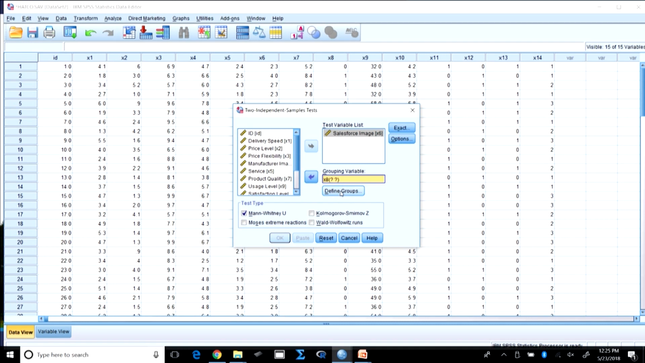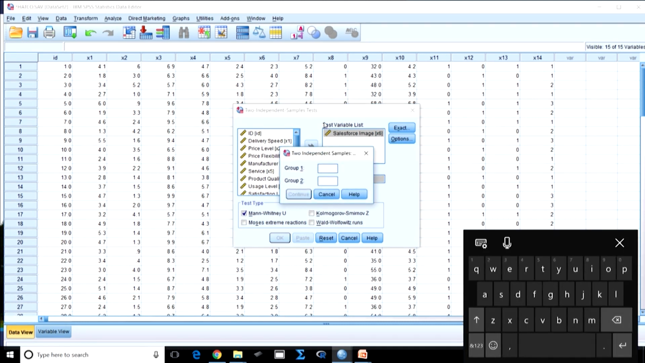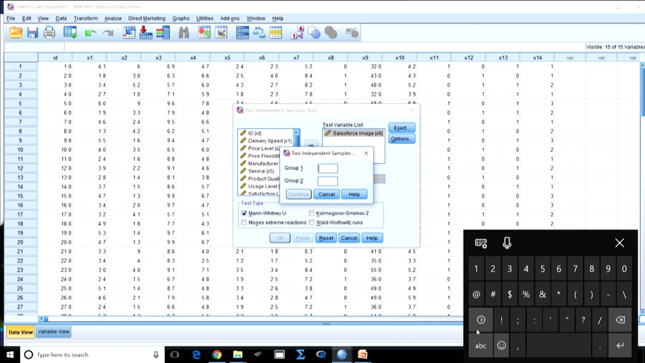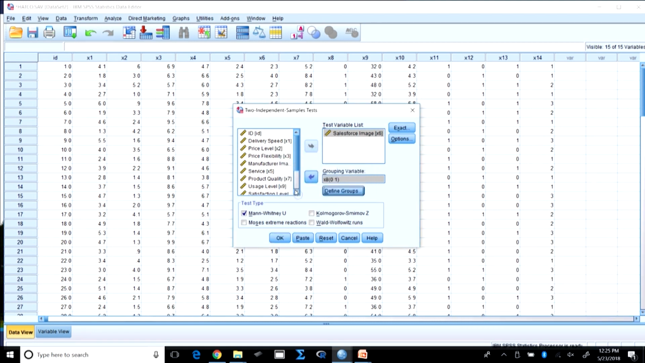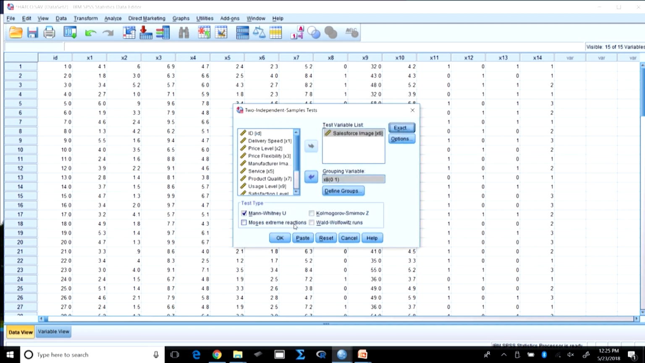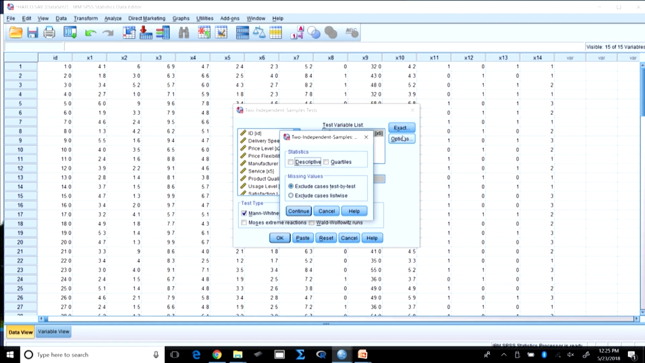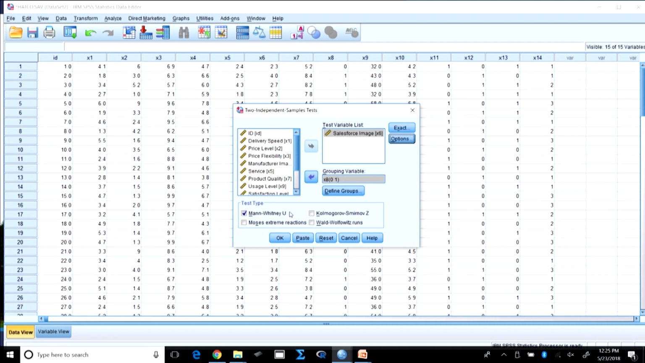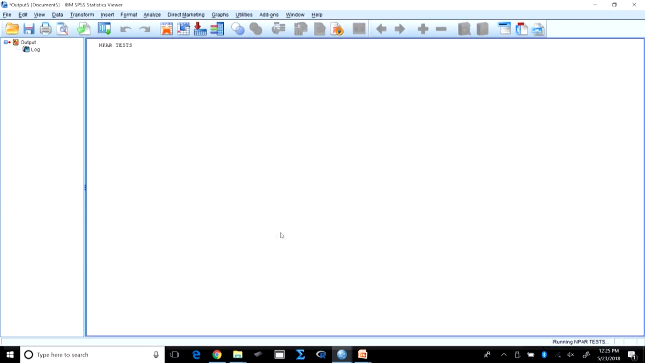Now, when you take firm size, you have to define the groups. From the keyboard, I put a value of 0 for group 1, and a value of 1 for group 2. I do not require this, continue. Now you see x8 has 0 and 1. What do I need here? This is exactly what I require. Let us go to options, and you may use the descriptives, continue. You can see that the Mann-Whitney U test is automatically selected. Let us check this.